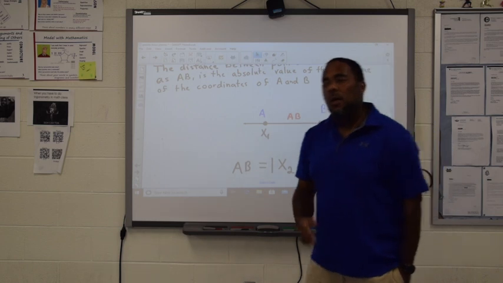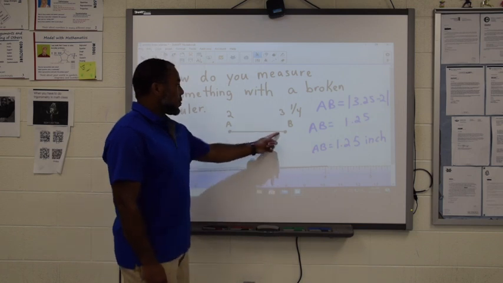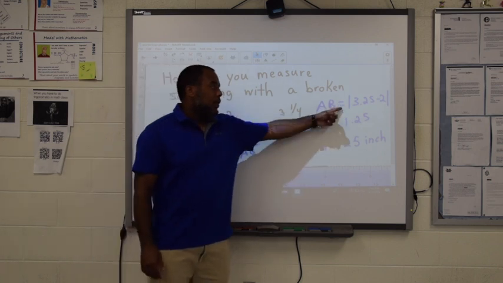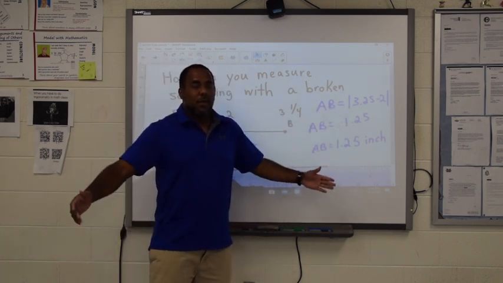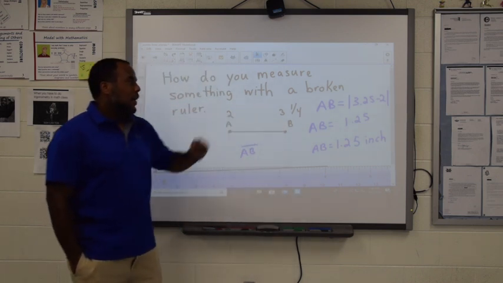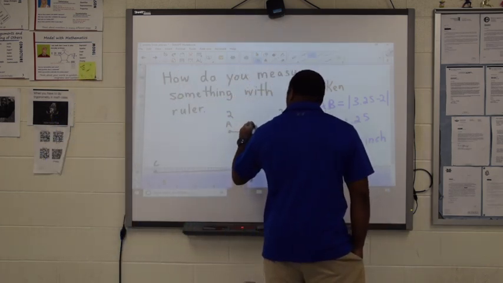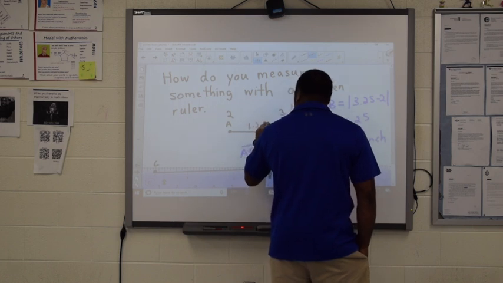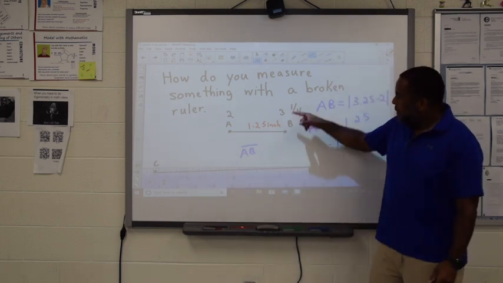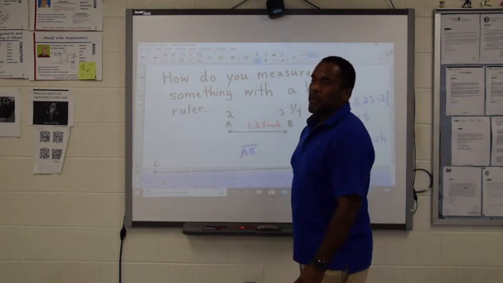If you're still confused, what it's saying is this. Subtract. Subtract and take the absolute value. It's pretty simple when you think about it like that. So a lot of words, that means subtract and take the absolute value, and that tells us how much this is right here. AB is 1.25 inches. I could write it in right there if I wanted to. That's what that means. 3 1/4 inch, that would be my x2. My x1 would be 2.